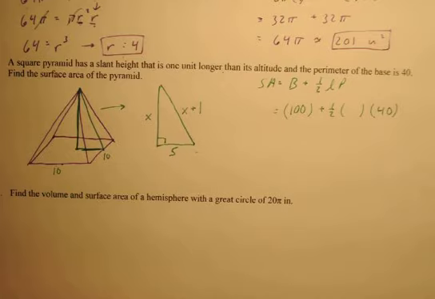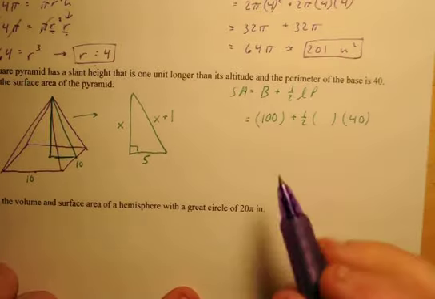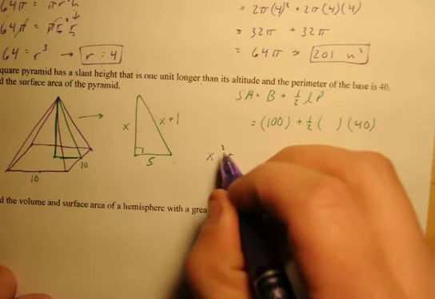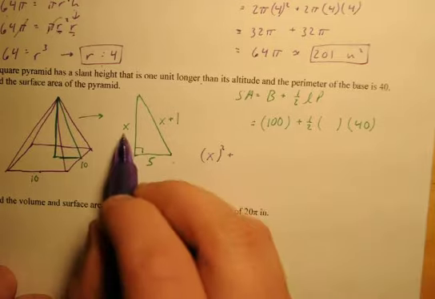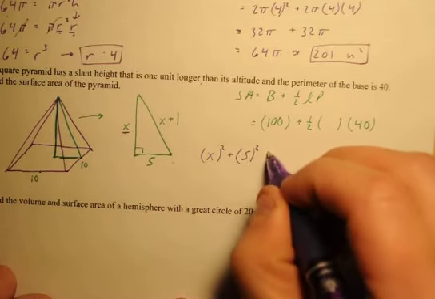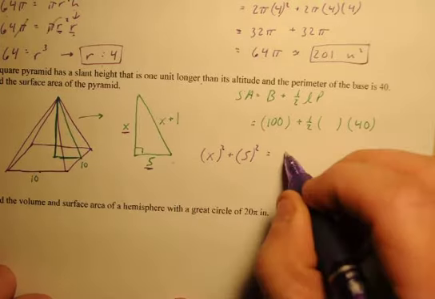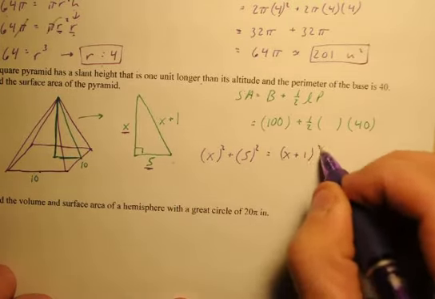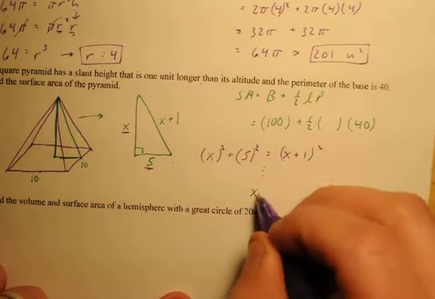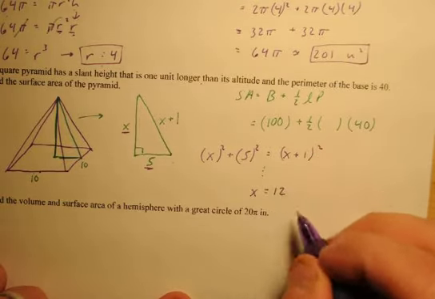That's going to take a minute to do some algebra. What do we know? We got the Pythagorean theorem. We got x squared plus 5 squared is equal to x plus 1 squared. I'm just going to say, if you do the algebra, you're going to get that x is equal to 12.